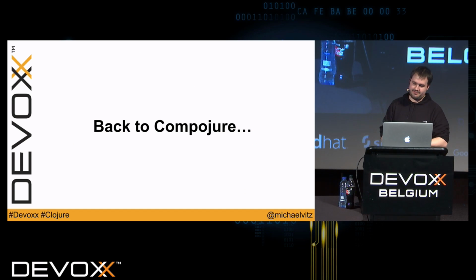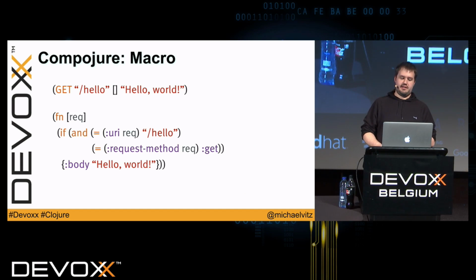But back to Compojure. So basically this looks like this in the end. A function which takes a request and then checks if the URI of the request matches hello, and if the request method matches get, and if it does, it returns hello world. So that would be the case if we unroll this macro. In the real world, it's a little bit more complicated, but not much.